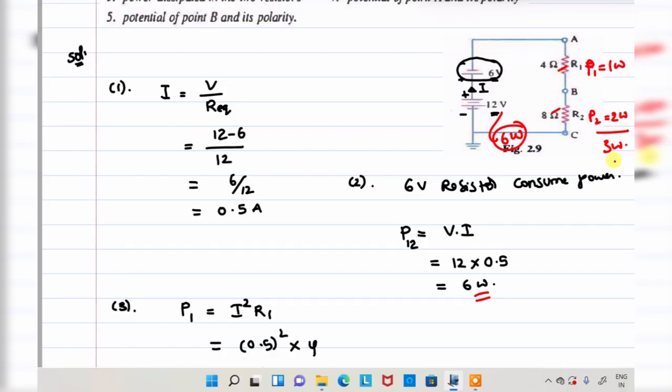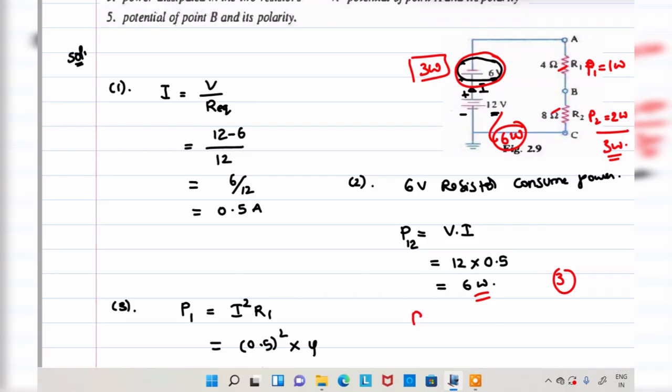Power consumed by these two resistors is 3 watt. Power supplied by the 12 volt battery is 6 watt. What about the remaining 3 watt of power? 3 watt is power consumed by the 6 volt resistor. The power consumed by the 6 volt resistor is 3 watt. That is consumed by this 6 volt resistor.